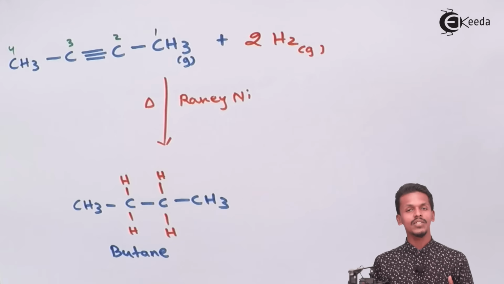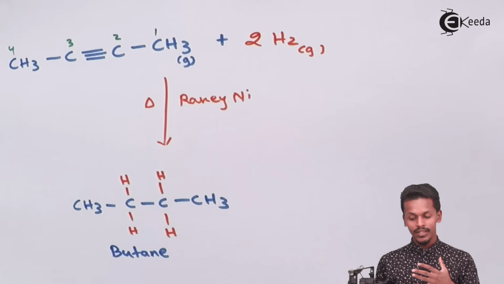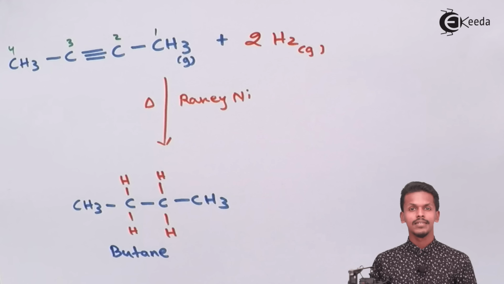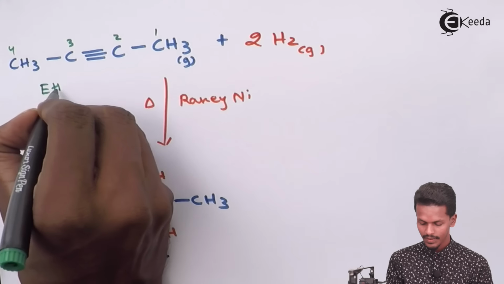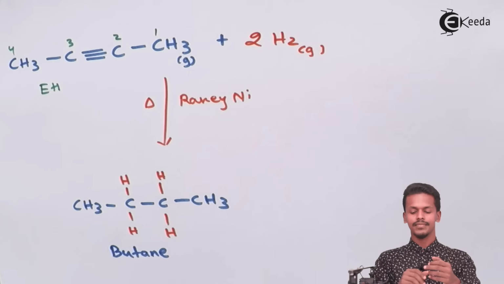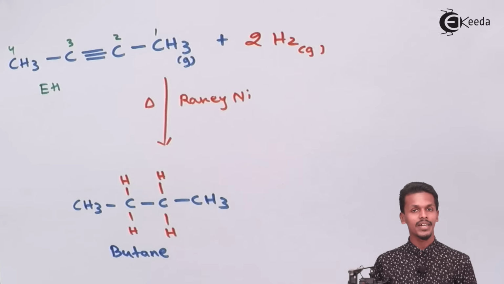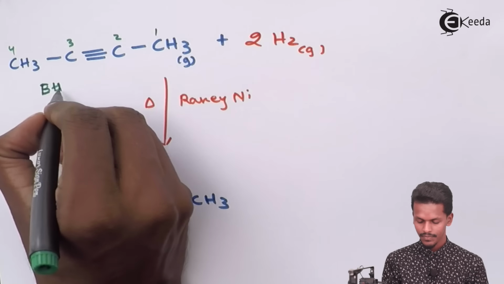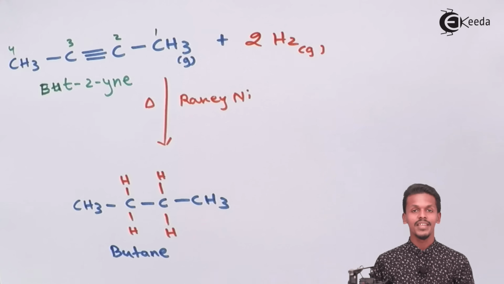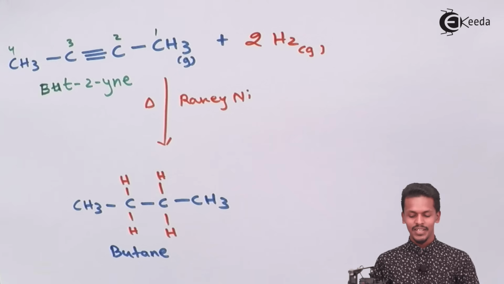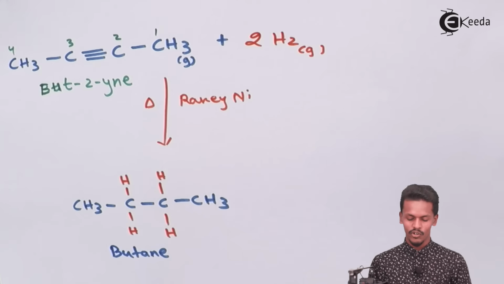If I number it from here, in this case I can see that the carbon-carbon triple bond starts from the second carbon atom, and overall the hydrocarbon consists of 4 carbon atoms, so it is called but-2-yne. So the name of the reactant would be but-2-yne, and the product is butane. So we have converted an unsaturated hydrocarbon to a saturated hydrocarbon, basically known as alkanes.